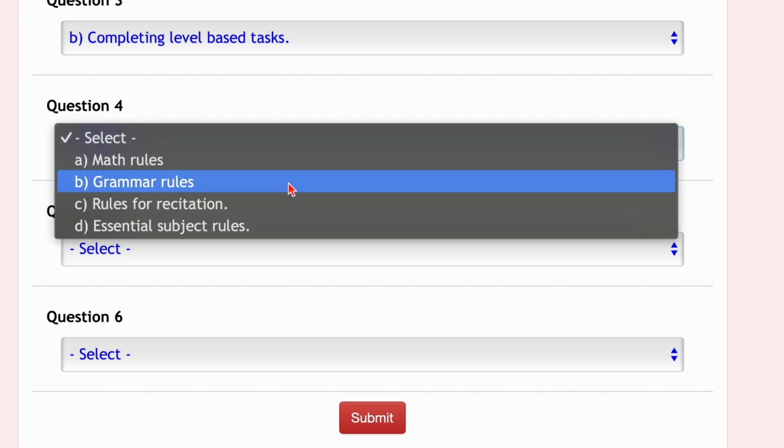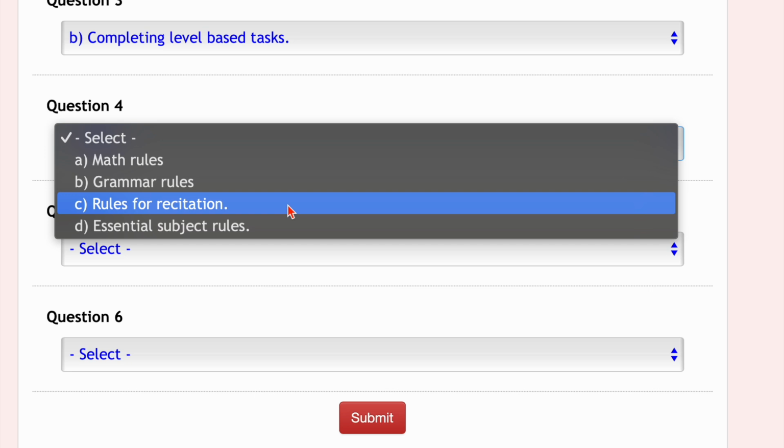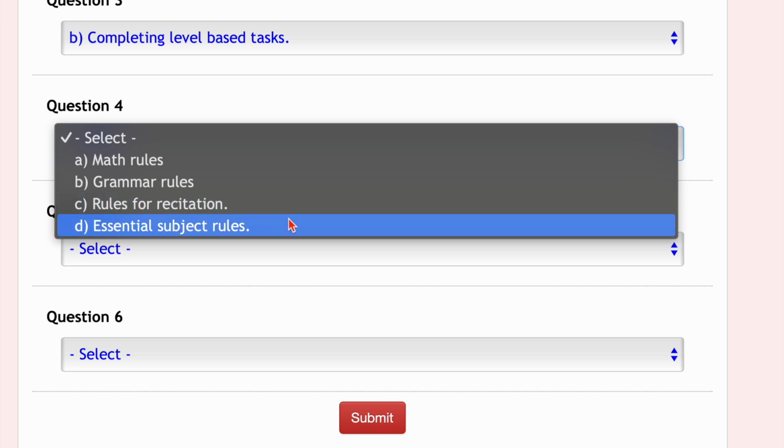Math rules, grammar rules, rules for recitation, essential subject rules.